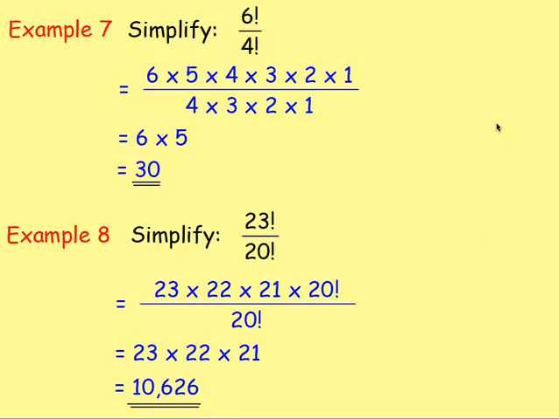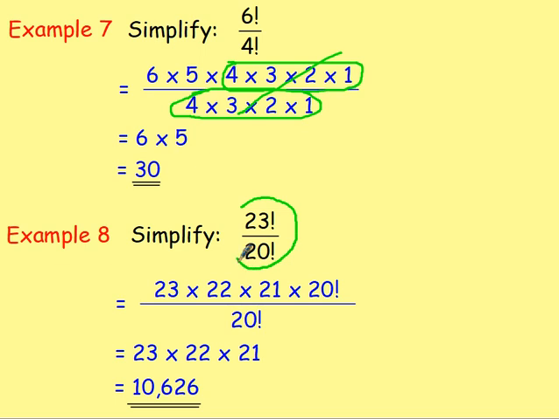Other examples, we have to simplify 6 factorial over 4 factorial. Well, when we're doing that, 6 factorial over 4 factorial, you can see that we have a 4 factorial, 4 times 3 times 2 times 1 on the top and the bottom, so that will cancel out, leaving us just with the 6 times 5, which will give us 30.